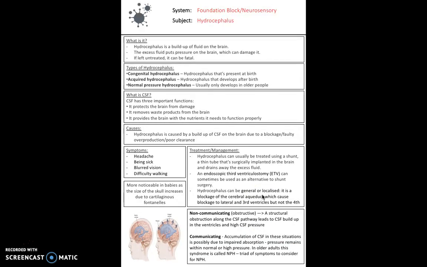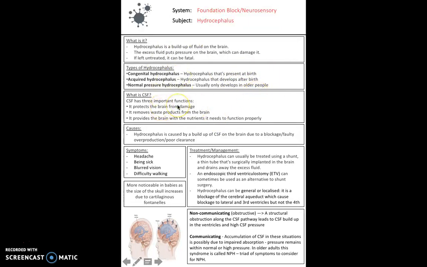Hydrocephalus is a build-up of fluid on the brain. The excess fluid puts pressure on the brain, which can cause damage, and if this is left untreated, it can be fatal. There are different types of hydrocephalus to be aware of. We have congenital hydrocephalus, where it's present at birth, as anything that's congenital is. Acquired hydrocephalus, where it develops after birth. And normal pressure hydrocephalus, where you have hydrocephalus, but normally in older people, and we'll discuss this a little bit more in the neurosensory block.